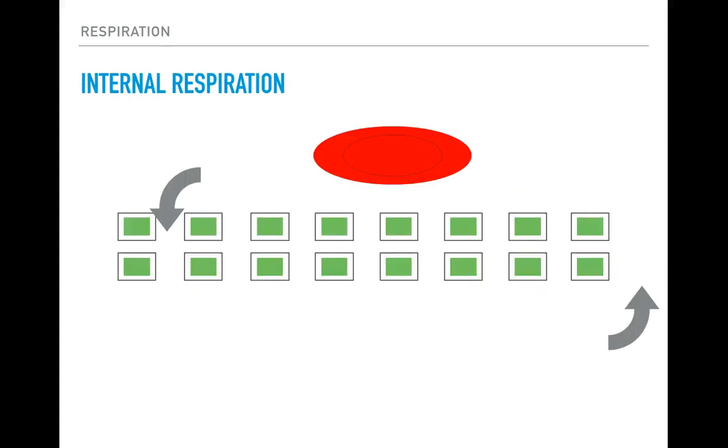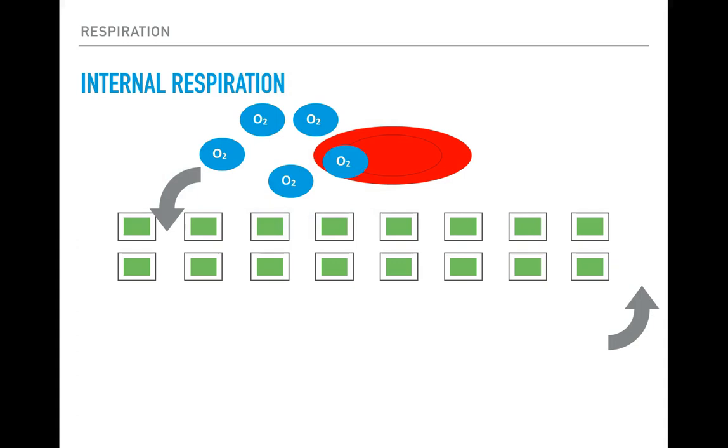Now that we have an understanding about what happens during external respiration, we can now turn our attention towards gaining an understanding of what happens during internal respiration. Having gone through external respiration, remember now that our red blood cell is very well saturated with oxygen, and this oxygen is needed by the tissues to continue functioning properly.